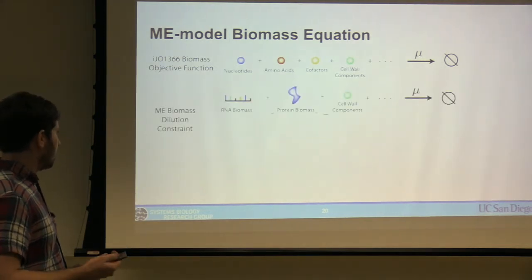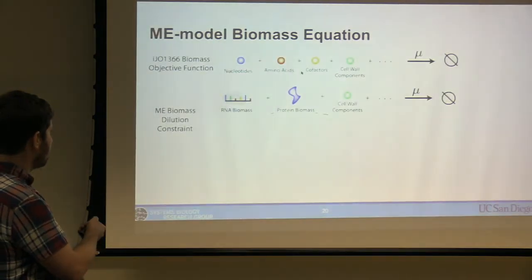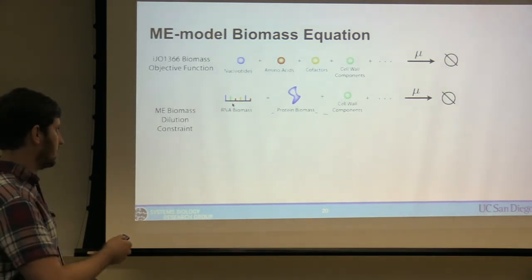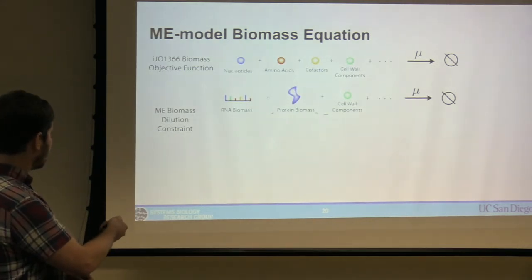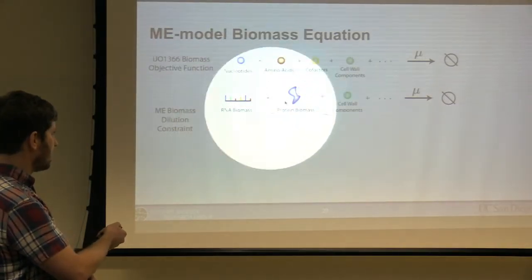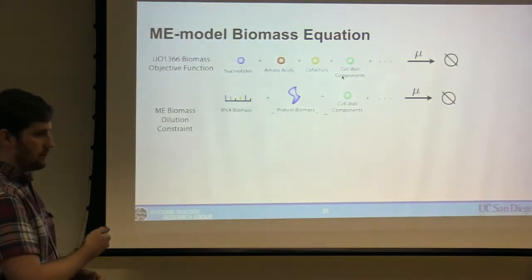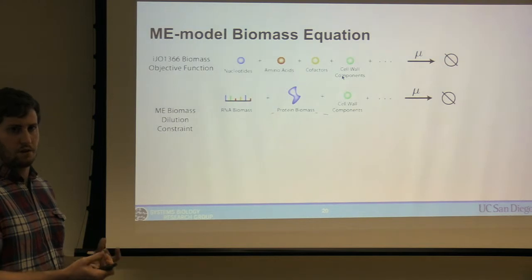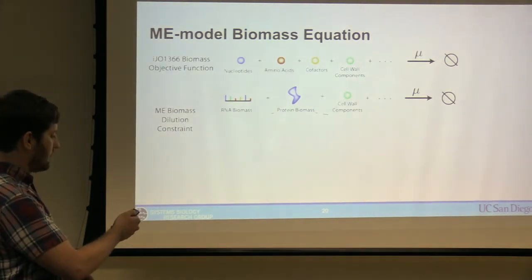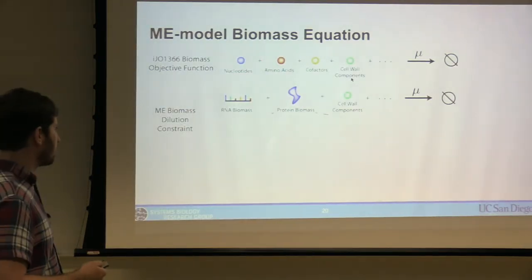For the ME model, however, we're going to take some of these macromolecule building blocks and replace them with RNA biomass type constraints that are actually produced in the model. And I'll show that in just a second. So instead of having nucleotides and amino acids, you have RNA biomass and protein biomass. But since cell wall components don't have an enzymatic function, they're just an inherent characteristic of the cell, the cell wall makeup, this is maintained in the ME model biomass objective function.